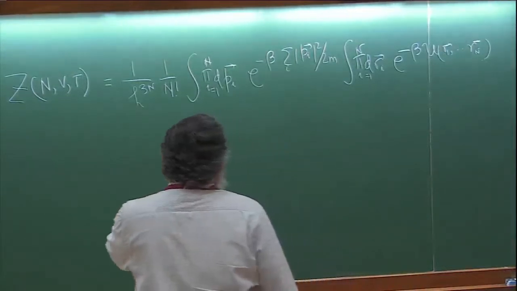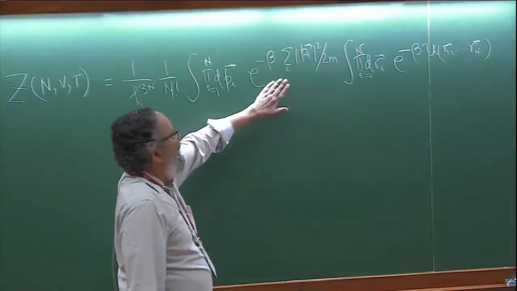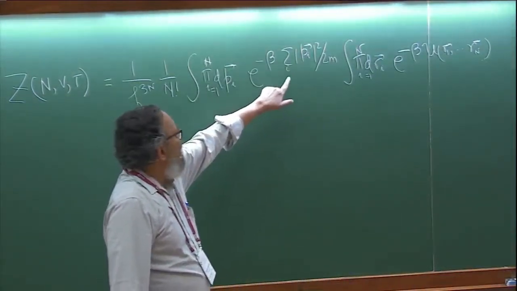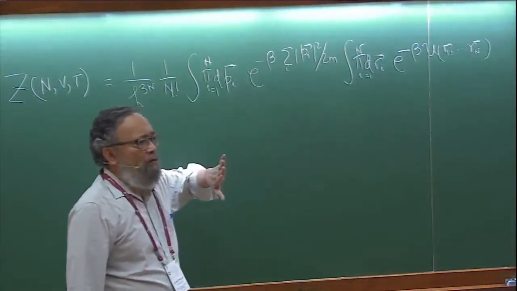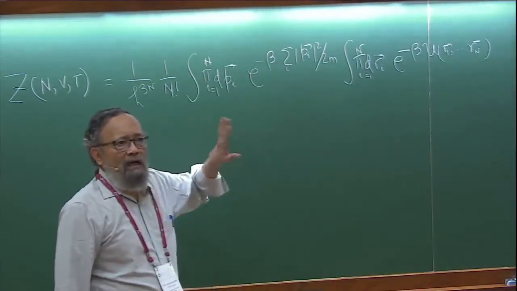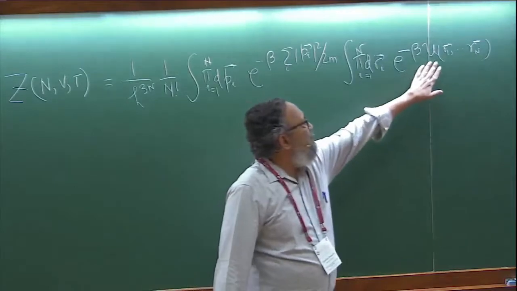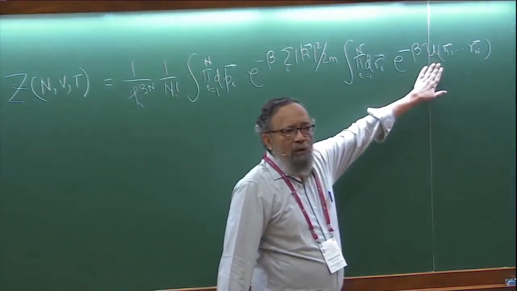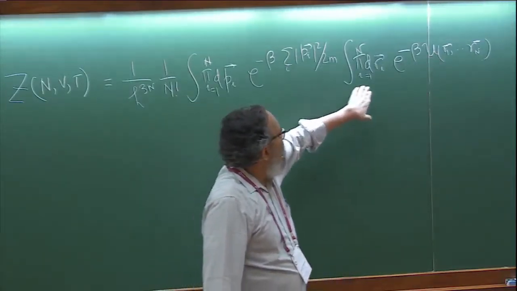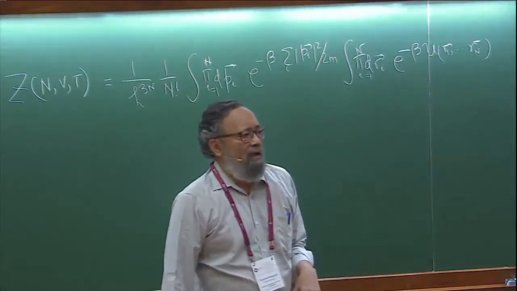Now, of course, all of you know how to deal with the kinetic energy term. It's a Gaussian integral that everybody knows how to do. This is what you do when you're dealing with the ideal gas, for which you assume that this potential energy is equal to 0. So now the question is how one begins to take into account the interactions.